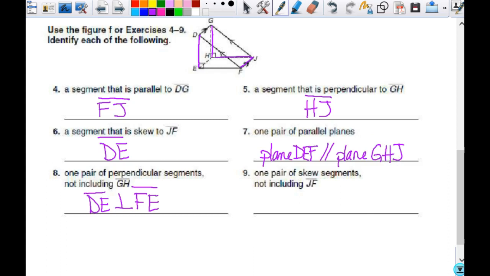Then a pair of skew segments not including JF. So let me start with DF. DF and what could I use? GH. Do you agree with that? Here's DF and here's GH behind it. That works. Okay. Any questions about any of those? Nope.